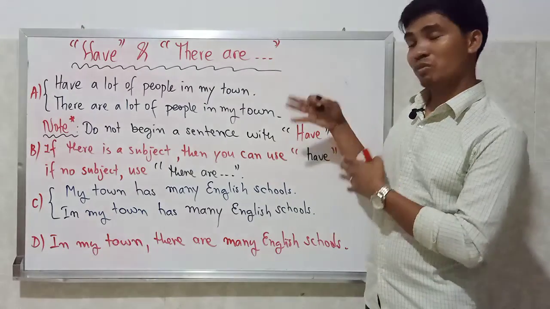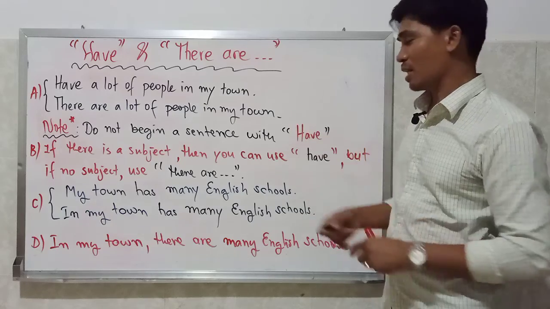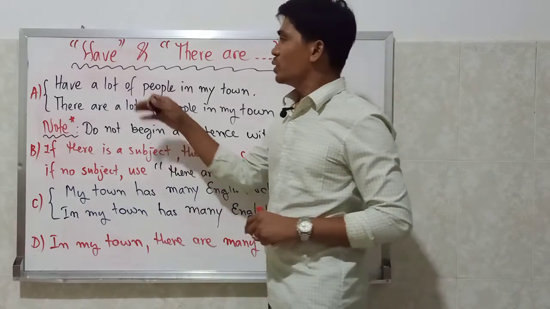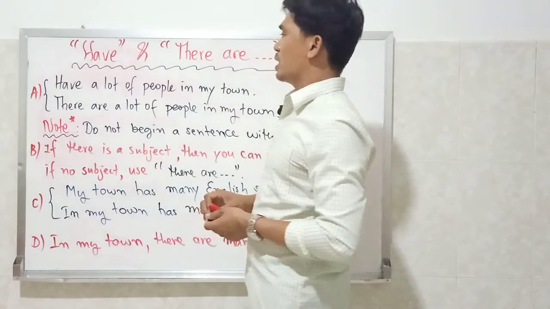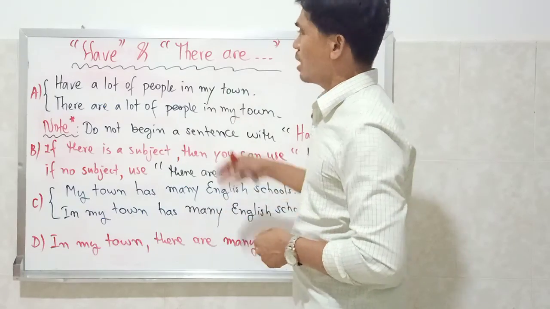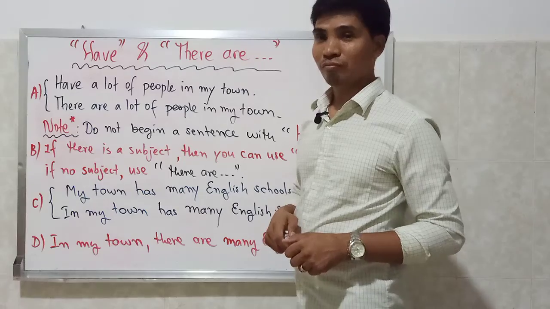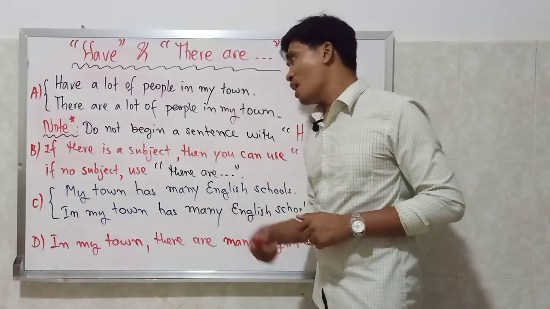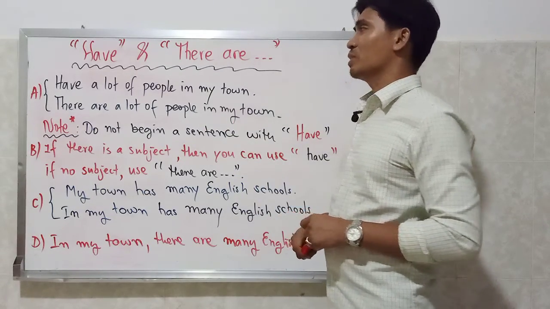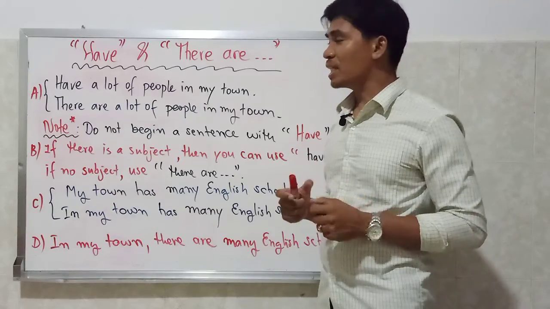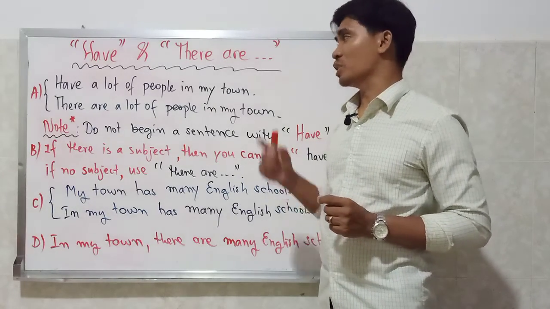Okay, so let's read something on the whiteboard. The first example here: "Have a lot of people in my town." "There are a lot of people in my town." So which sentence is appropriate in this situation?